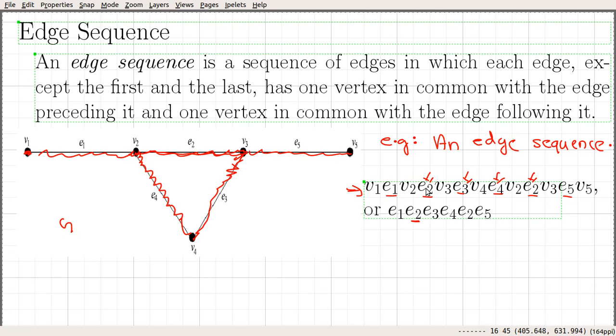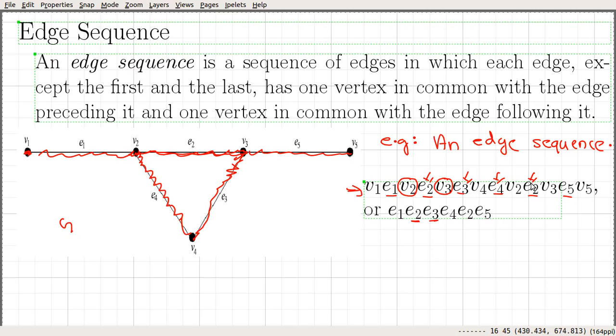So let's look at this sequence. We can see that E2 is not the first or the last edge in this sequence. It is in the middle, and has one vertex in common with the edge preceding it. The edge preceding E2 is E1, so here the common vertex is V2, and one vertex in common with the edge following it. The edge following E2 is E3, and the common vertex is V3.